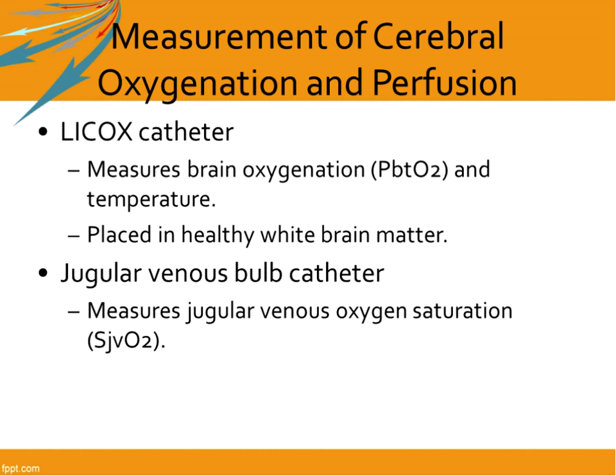Another advantage of the Lycox catheter is we can measure brain temperature, which is also very important. Remember, we talked about how we can prevent complications and we're going to have better outcomes. Another way that we can monitor oxygenation and perfusion is through a jugular venous bulb catheter.